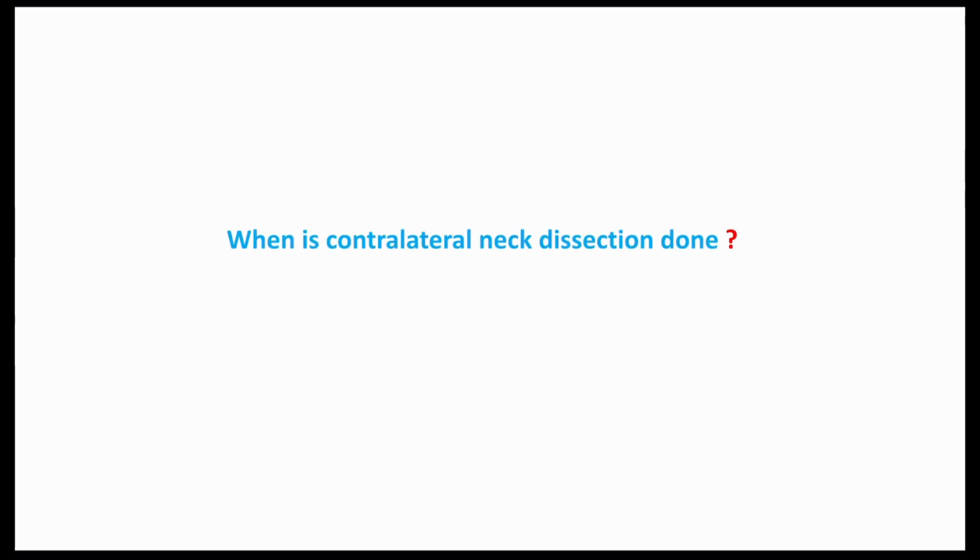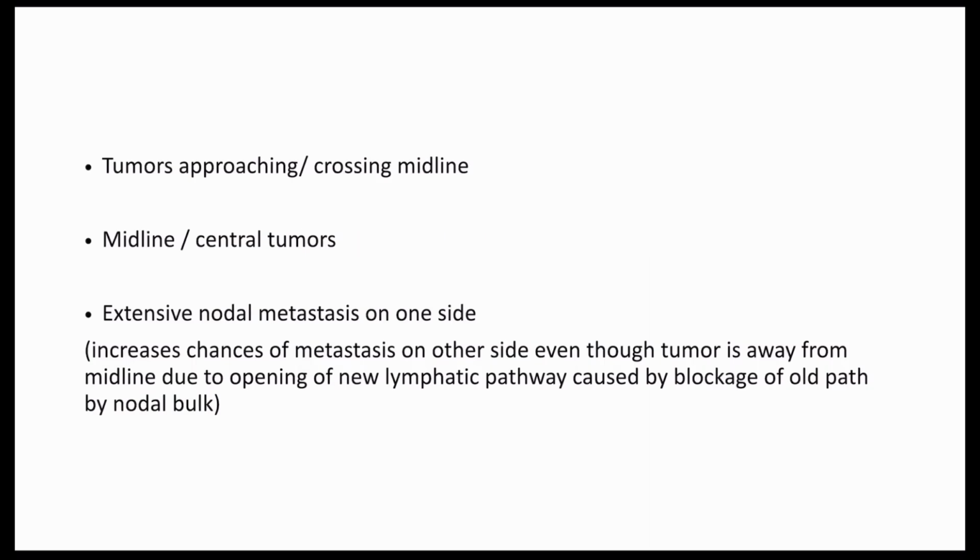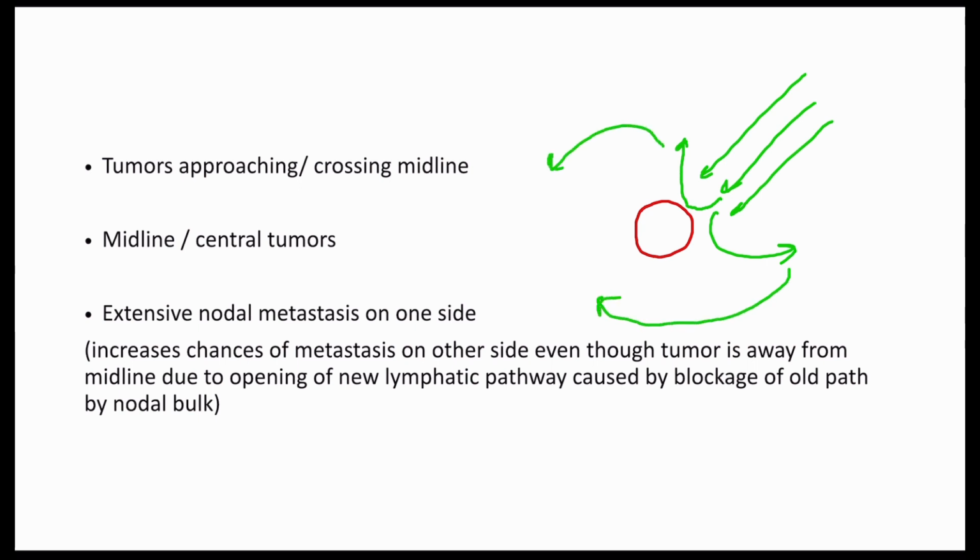When is contralateral neck dissection done? In cases where tumors approach or cross the midline, or midline central tumors, opposite side neck dissection is also done. Extensive nodal metastasis on one side increases the chances of metastasis on the other side even though the tumor is away from the midline, due to opening of a new lymphatic pathway caused by blockage of the old path by nodal bulk. Hence in these cases also, opposite selective neck dissection can be done. It is to note that any positive node in the opposite neck must have modified neck dissection done. Selective neck dissection is done only in N0 cases.